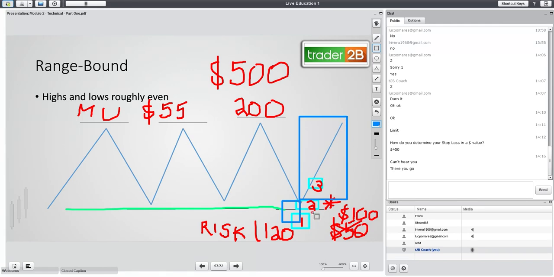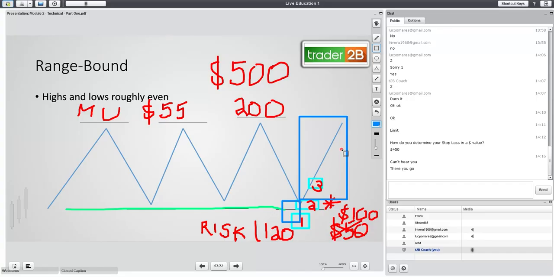And so if we have on 200 shares and we entered at $55 and we're offside by about 50 cents, then we'd be down about $100 on our trade. But if we're right, we would be up $300 on our trade, right? So that's how we determine our stop loss in terms of value.